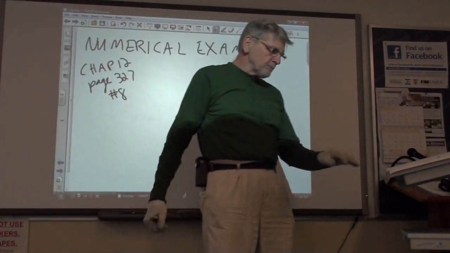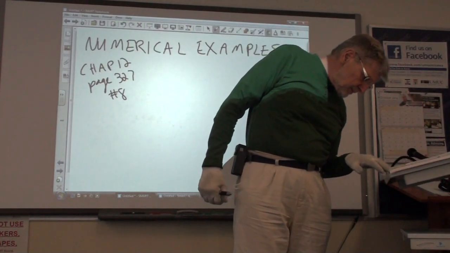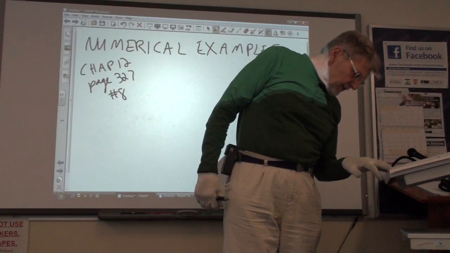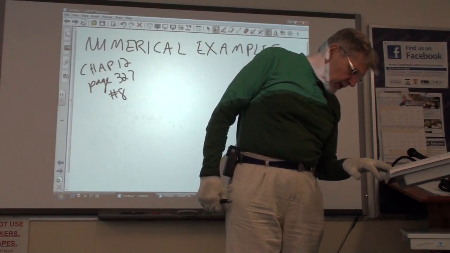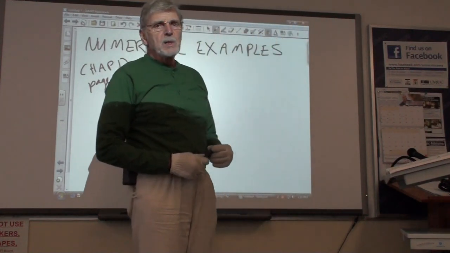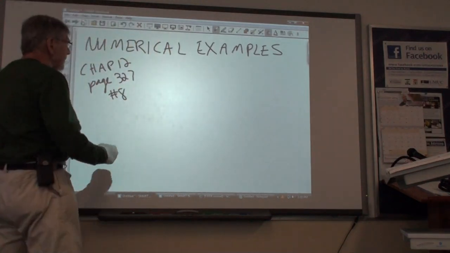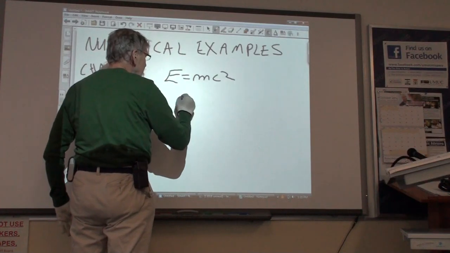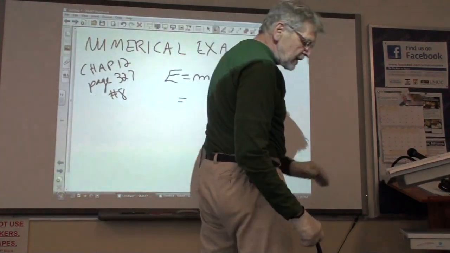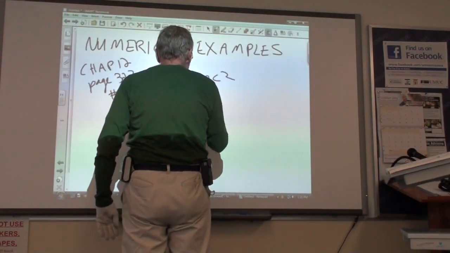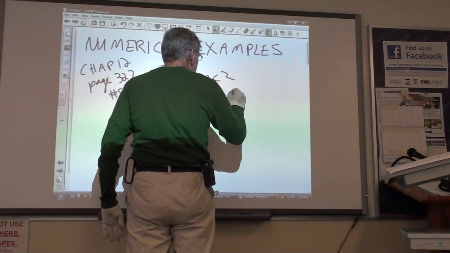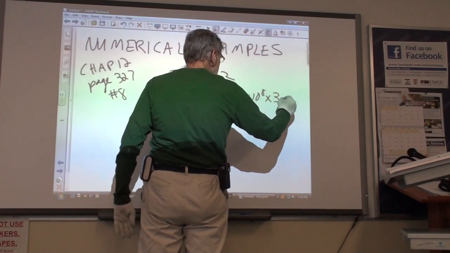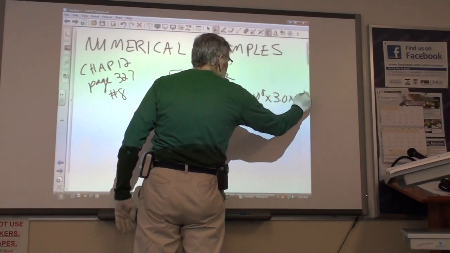To read the problem, calculate the energy in joules that would be released if a 60 kilogram person were converted entirely into energy. Energy and mass are equivalent according to Einstein's relationship E equals mc squared. In this case, the mass is given as 60 kilograms, and c is 3.0 times 10 to the 8, and it's squared, so it's 3.0 times 10 to the 8.